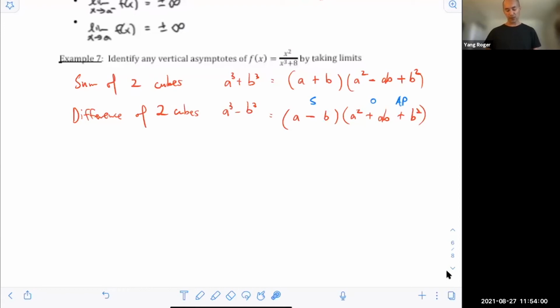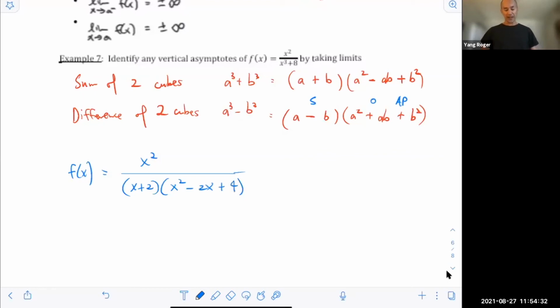So let's go back to our actual question over here. We want to find the vertical asymptotes. So when we find the vertical asymptotes, we could write f of x equal to x squared. I could factor that denominator. That denominator is going to be x plus 2, right? And then this would be x squared minus 2x plus 4.